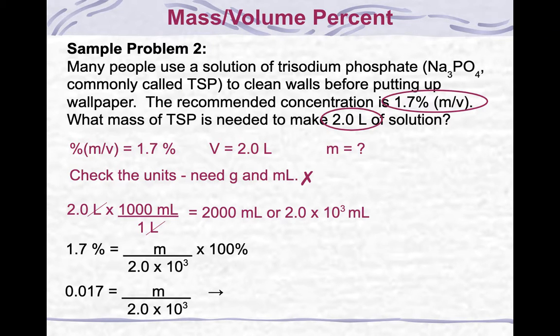Now we're going to multiply both sides by 2.0 times 10 to the 3, or cross multiply that 2.0 times 10 to the 3. So we've got 0.017 times that 2,000. So we get an answer of 34, and the unit, because it's defined by the equation, is grams.